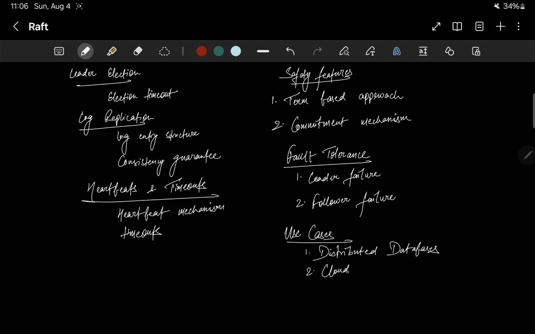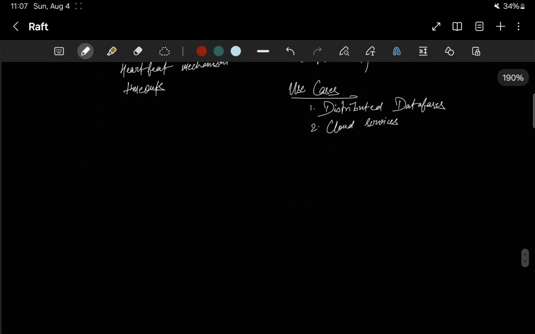Next, cloud services. As you know, cloud services are usually distributed. So, cloud platforms like Kubernetes and Docker Swarm use Raft for leader election and coordination among nodes. Raft ensures that distributed systems running on these platforms remain available and consistent. Let's talk about the difference between Raft and other consensus algorithms and why Raft is good.